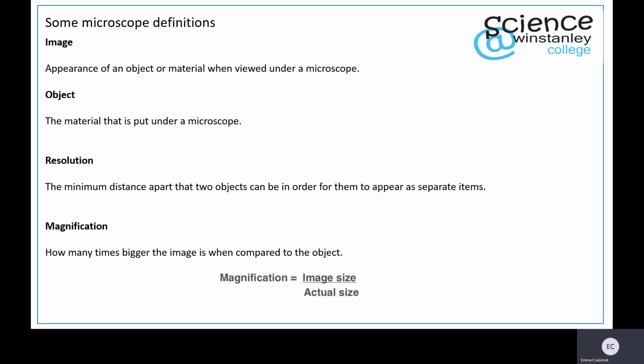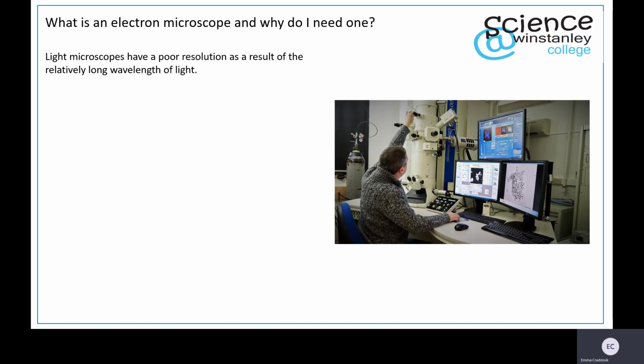Okay, so you should have got, for an image, it's the appearance of an object or material when viewed under a microscope. So it's how you see it when you're looking down a microscope. An object is a material itself that is put under a microscope. The resolution is the minimum distance apart that two objects can be in order for them to appear as separate items. And magnification is how many times bigger the image is when compared to an object. You can work out magnification using the magnification equation, where magnification equals image size divided by actual size. However, we will go through that properly in another video.